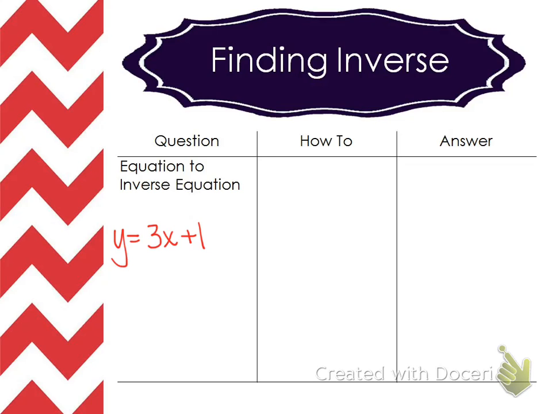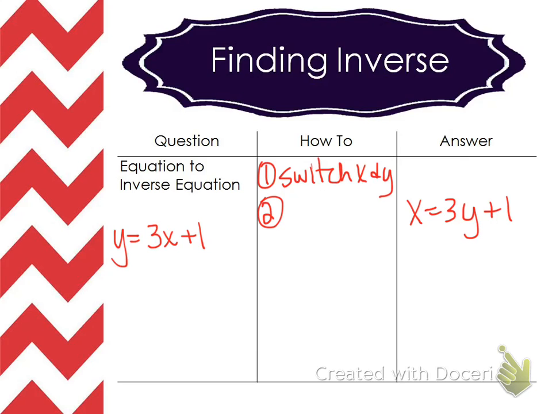Step 1 is going to be switch X and Y, just like the whole key of inverse. So x equals 3y plus 1. That's this first step, switch X and Y. Now that's not usually how we like equations. We like equations in y equals form. So our next step will be solve for y. Once we know we need to solve for y, I'm going to subtract 1 from both sides.